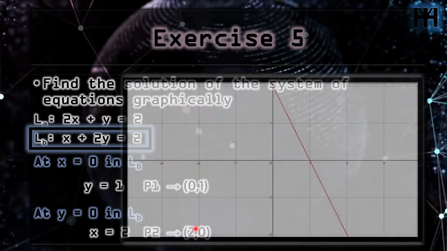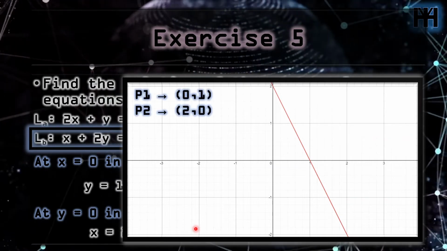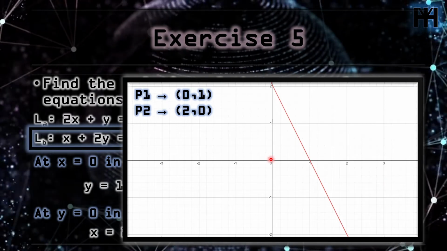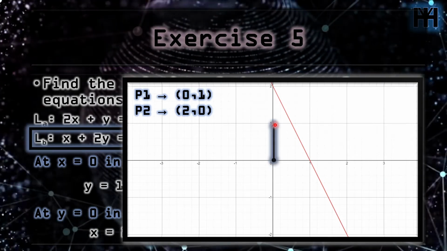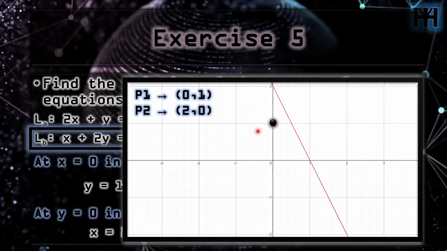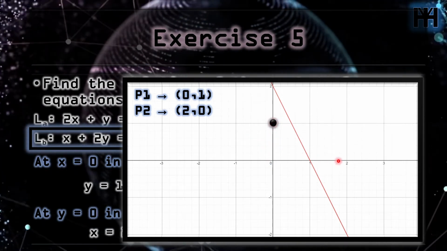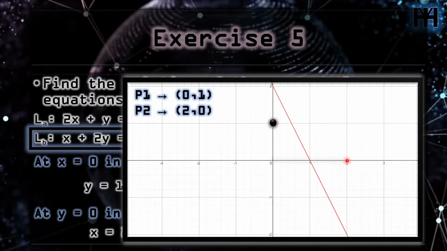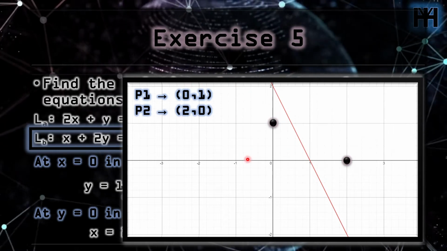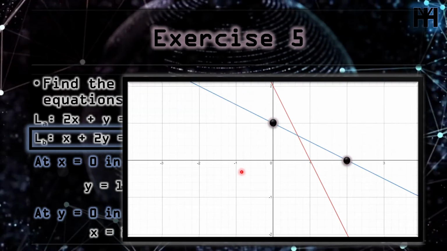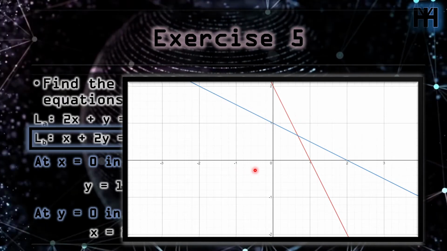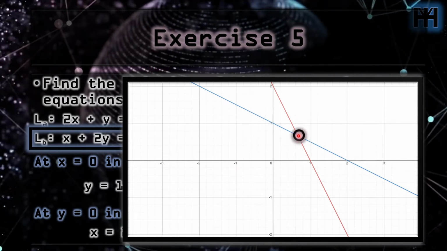Now we are ready to draw the second line. We have the first point (0, 1), and the second point (2, 0). Okay, (0, 1), so we have 0 for x and 1 for y. The first point will be here. Then the second point will be 2 for x and 0 for y. It will be here. Now we are ready to draw the second line. The second line will be here. Okay, now we are ready to get the solution of the equation, and it's here.